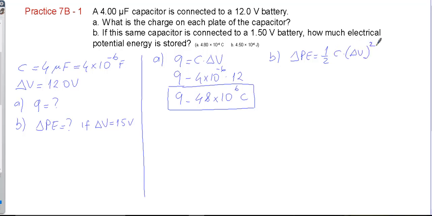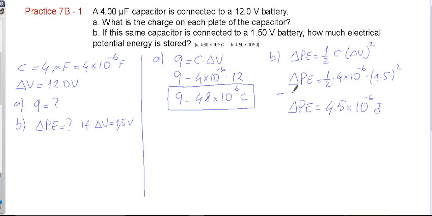Then the potential energy will be 1 over 2, C is 4×10^-6, multiplied by V, which is 1.5. Remember, here the potential is 1.5, with the square of 1.5 volt. And the potential energy here, if you use a calculator, you will get 4.5×10^-6 joule. This is the first question.